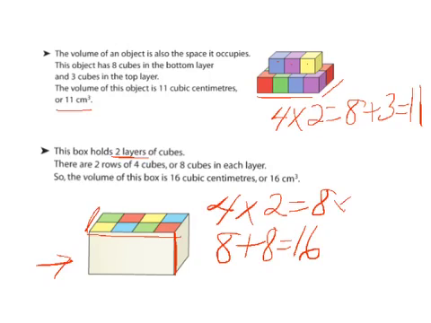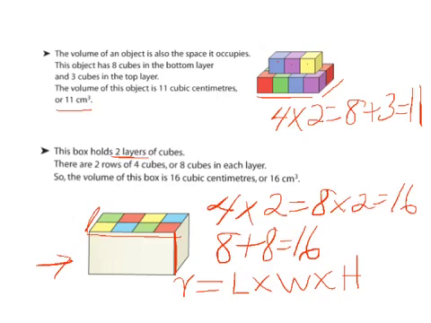Or we could have just gone 8 times 2, which is 16, which is where our formula ends up coming from. It ends up being length times width times height, which you can see if you multiply the length of 4 times the width of 2, 4 times 2 is 8, multiply that 8 with the 2 that is the height, 8 times 2 gives us our 16.